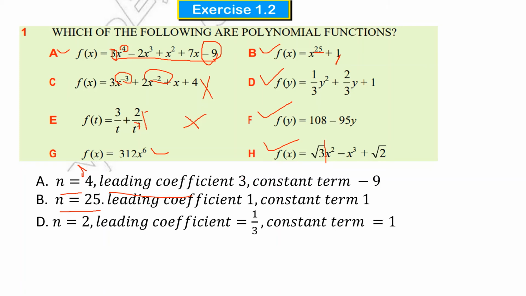Let us come to D, which is f of y equals 1 over 3 y squared plus 2 over 3 y plus 1. So n is equal to 2, which is the degree. Degree is equal to 2, and the leading coefficient is 1 over 3. This one is the leading coefficient, and this one is a constant term, so the constant term is equal to 1, and the leading coefficient is 1 over 3.